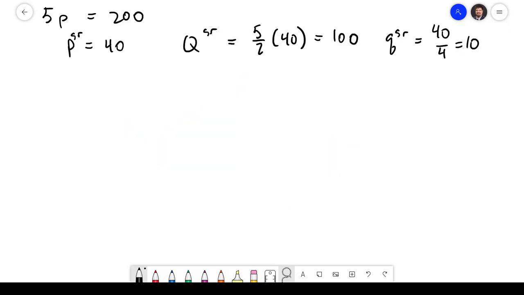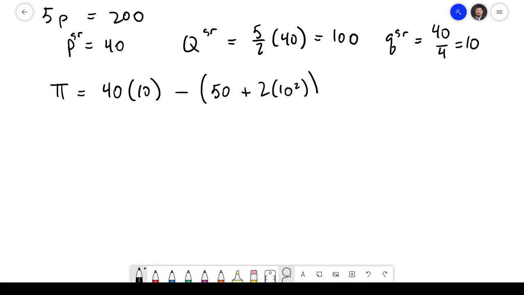The last thing to do in the short run is to calculate the profit that each firm is going to make. Profit is total revenue minus total cost. Total revenue is price times quantity, so 40 times the 10 that each firm is going to produce, minus the total cost, which is 50 plus 2Q squared. Q, again, is 10. Here we get 400 minus 50 minus 2 times 100, so 200. That's going to come out to 150. I'll label this as pi SR again for the short run equilibrium.